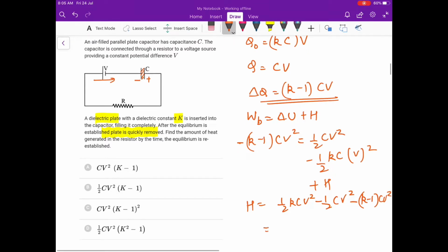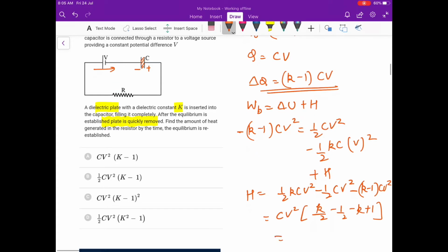So what we can do now, take the CV square common. This is K by 2 minus 1 by 2 minus K plus 1, that is what we are getting. So if I take CV square by 2 as common, this will become 1 minus K, that is what I can write for this particular. So I will go with this option. This is not available, so this is K minus 1, I can take it. That would be the answer for me.